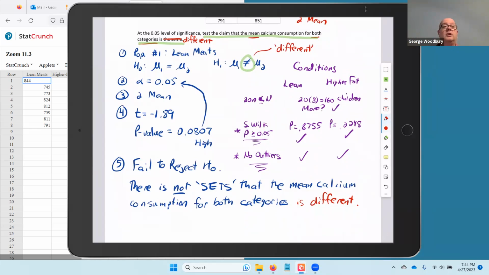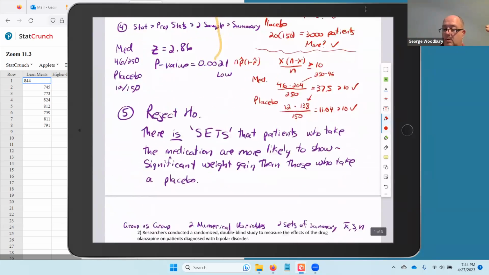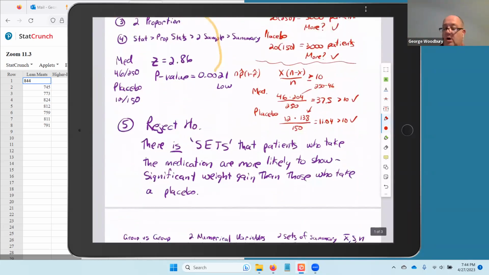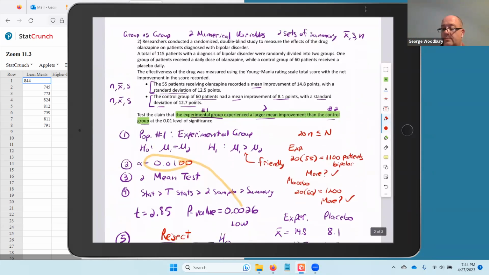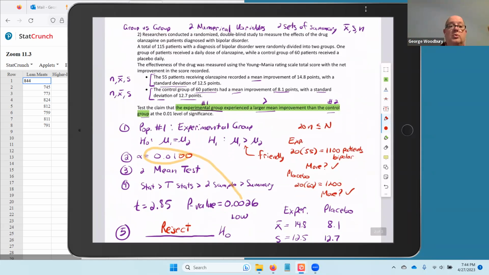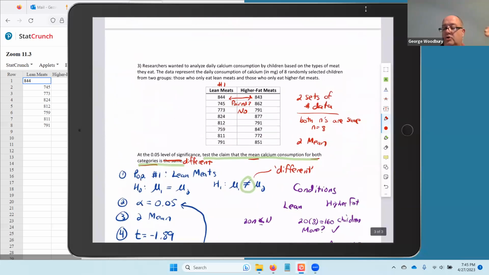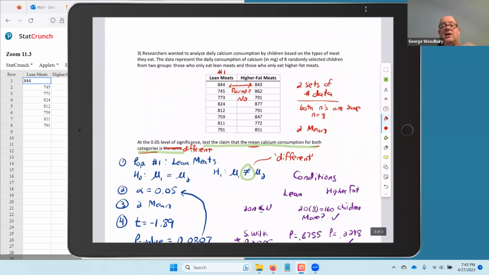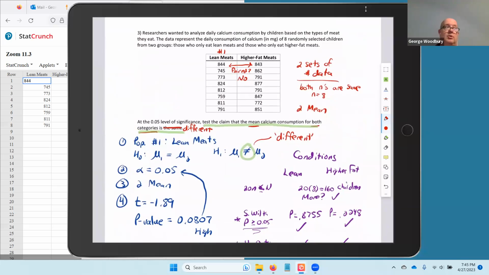All right, so that's one of each type. We saw a 2 proportion problem in example 1. Then we saw a 2 mean problem where we use summary information in example 2. And then finally 2 mean with data in example 3. And again, the big difference between problems 2 and 3 is that when you have data, you have more conditions to check. All right, any questions on any of these 3 for me?